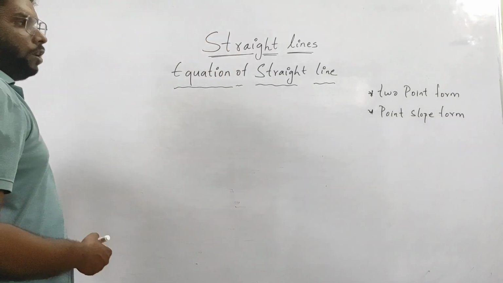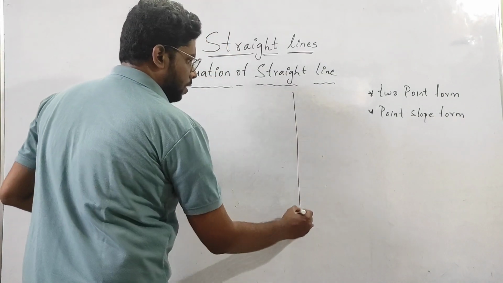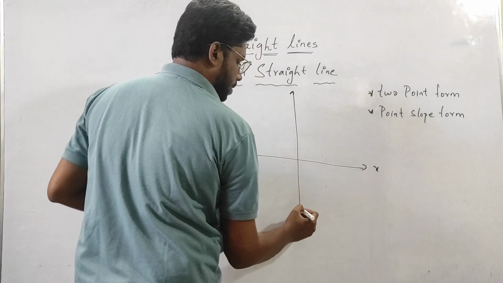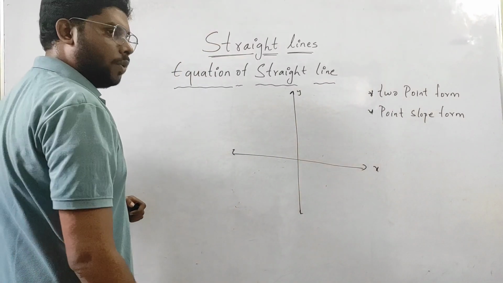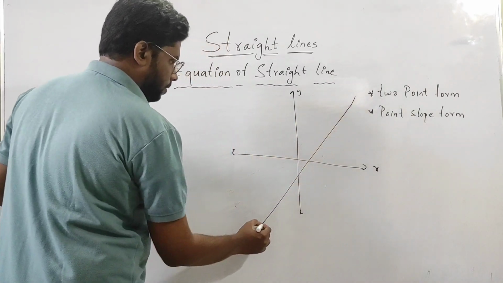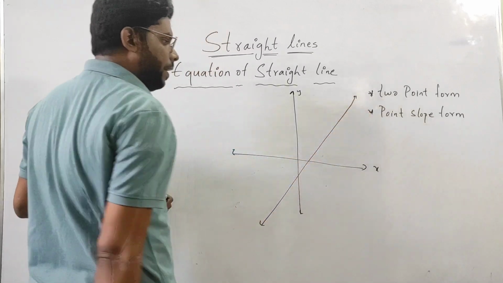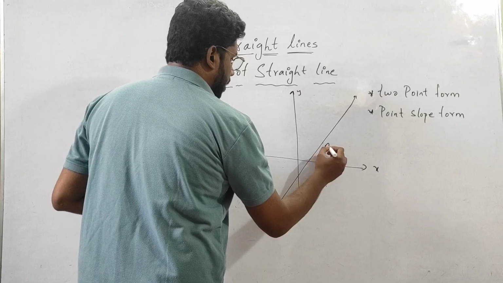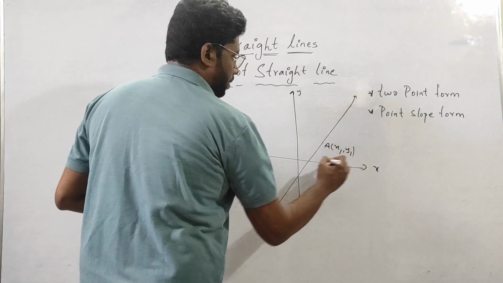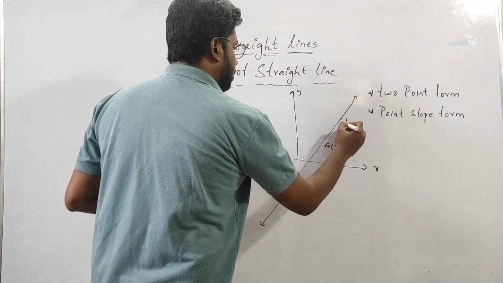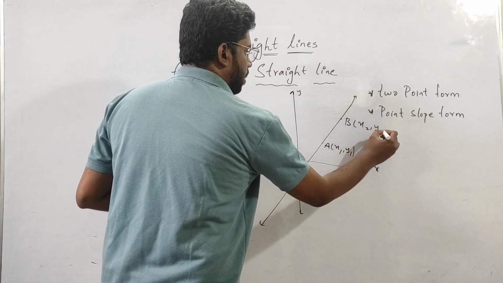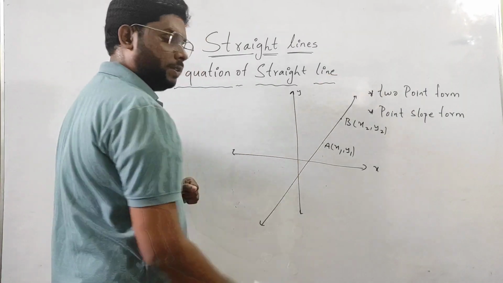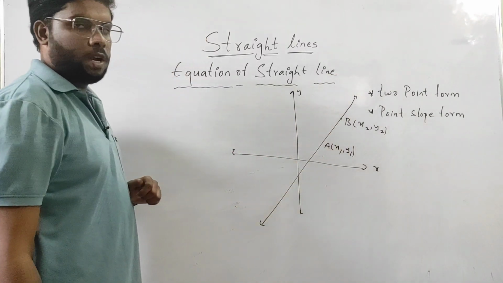So for that, for example, consider the Cartesian coordinate system. This is our x-axis and this is our y-axis. Now consider a straight line. Our straight line is passing through two points. Consider this is point A, x1 comma y1. Now consider another point B, x2 comma y2. It means our straight line is passing through two points, A, x1 comma y1, and B, x2 comma y2.